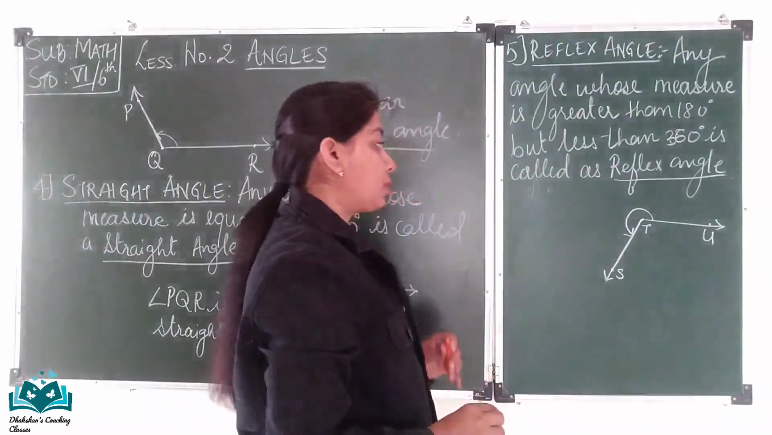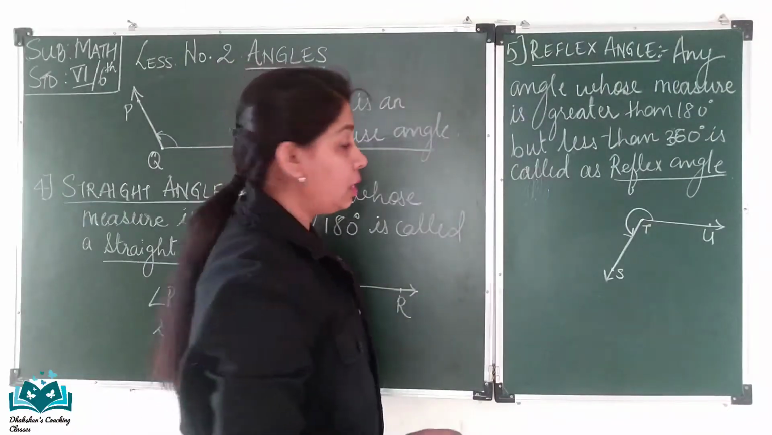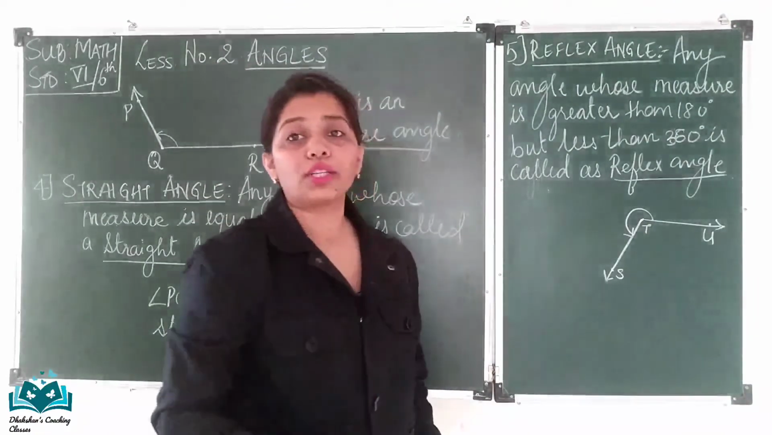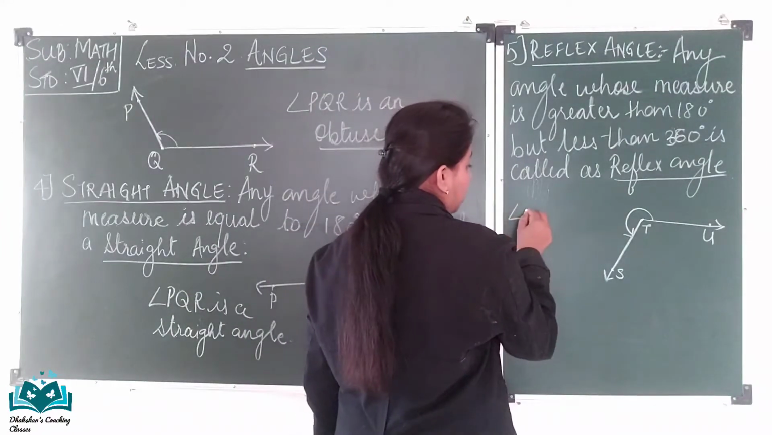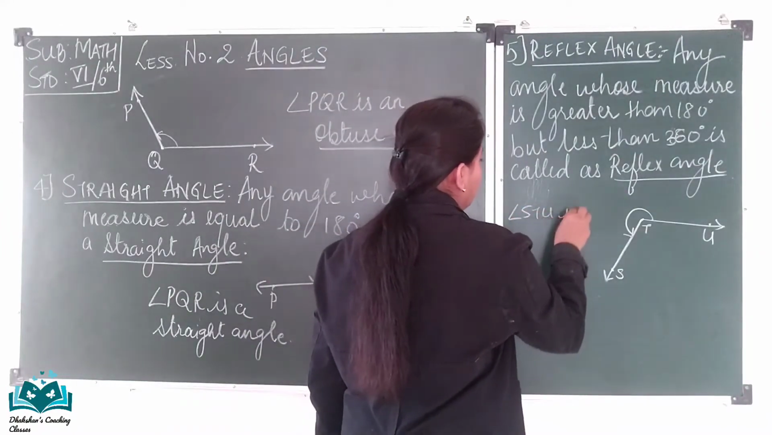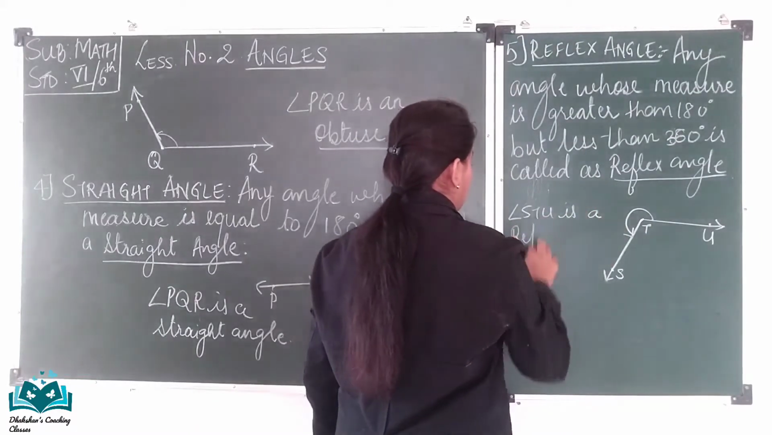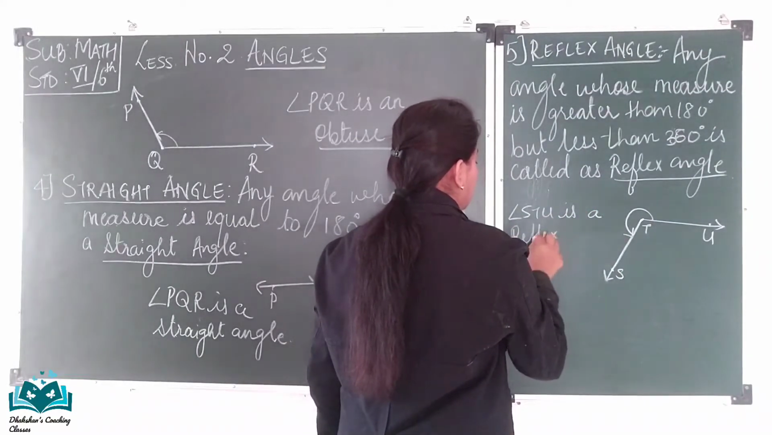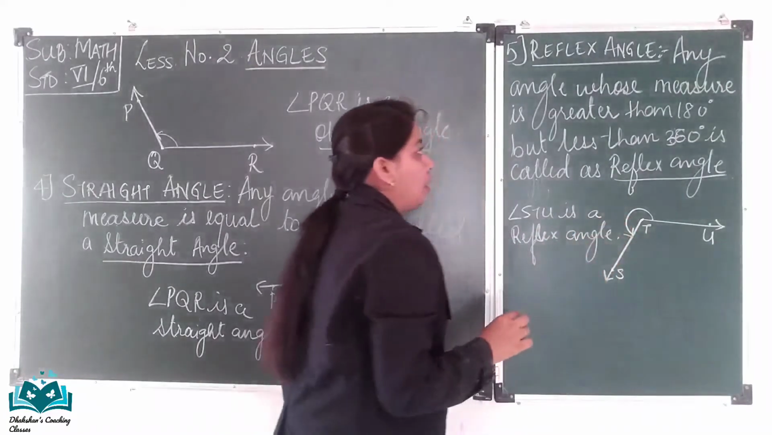You can see it is more than 180 but less than 360. So, it is called as what? It is called as your reflex angle. Angle STU is a reflex angle.